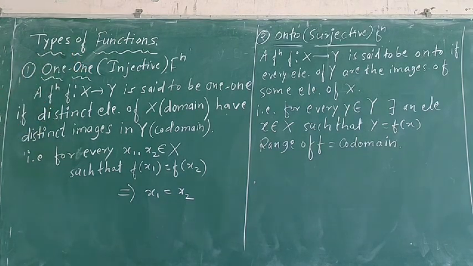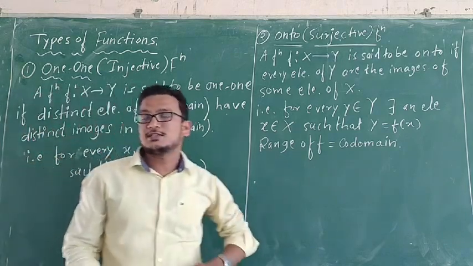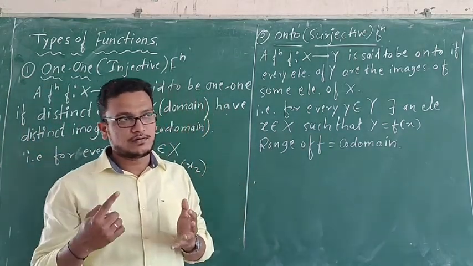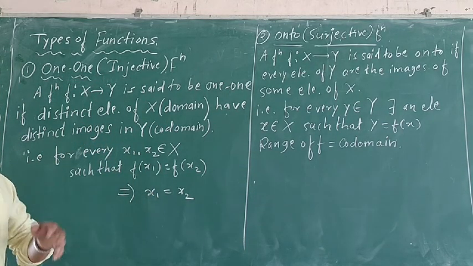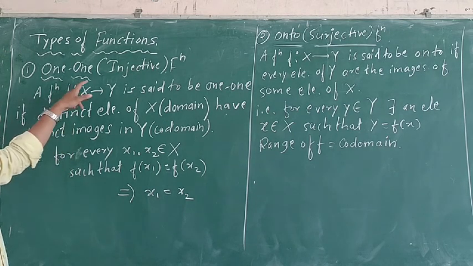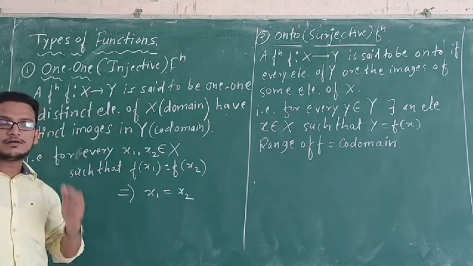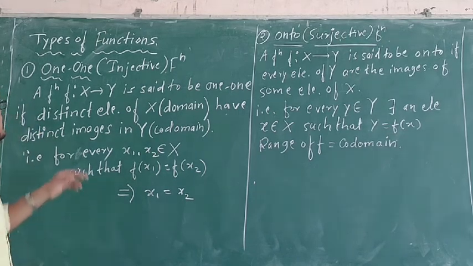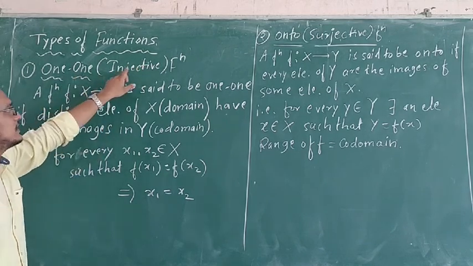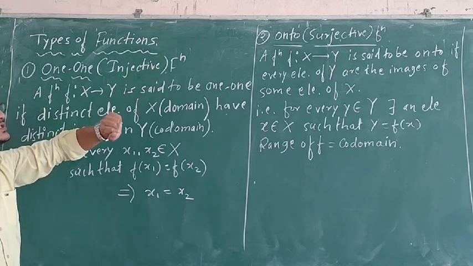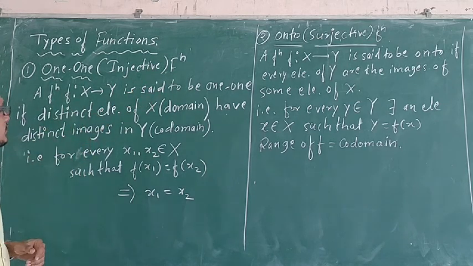In the previous class, that is in the first year, you have seen the definition of function and some basic types of functions, like polynomial function, modulus function, greatest integer function, rational function. These are the types you have studied. But now there are two more types we are going to study, and these are standard ones: one-one function and onto function. One-one function is also called an injective function, whereas onto function is also called a surjective function. Okay, so let us see the definitions now.